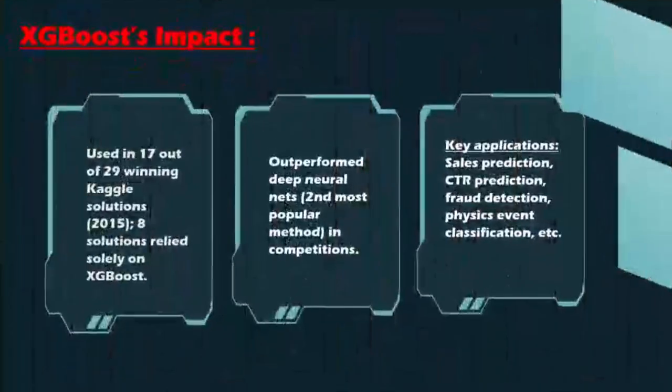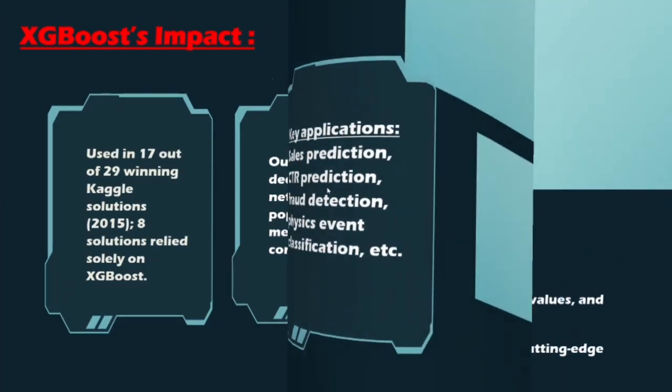What impact has the algorithm created? It was used in 17 out of 29 winning solutions in the Kaggle ML competitions in 2015, in which 8 solutions relied solely on XGBoost to train the model. It outperformed deep neural nets, which is the second most popular method in competitions. Other key applications are sales prediction, CTR prediction, fraud detection, physics event classification, etc.